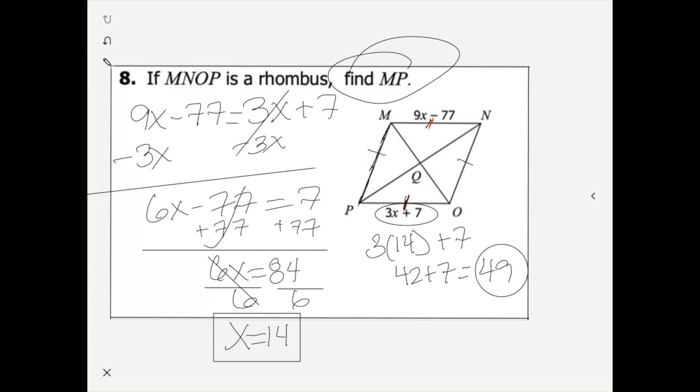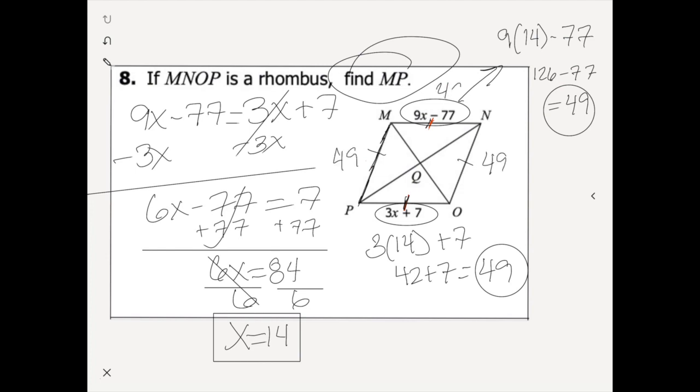So if you want, you can use this one. I'm going to show you that these will give you the same value. 9 times 14 minus 77. If you do 9 times 14, you're going to get 126 minus 77, and that's still going to give you 49. So all of these sides are equal to 49. That is the measure of side MP.